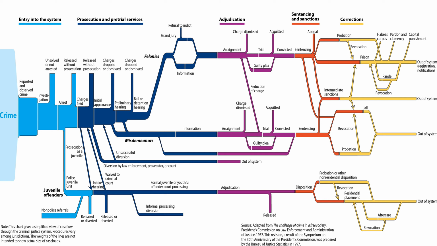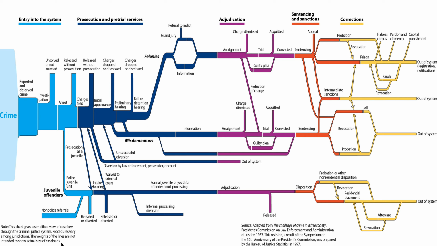But there's not just one system that exists in our country. Every state has a system. The federal government has a system. So the procedures, the processes, the names of different hearings or steps in the process are going to vary from jurisdiction to jurisdiction. So as an example, not every state uses a grand jury process.